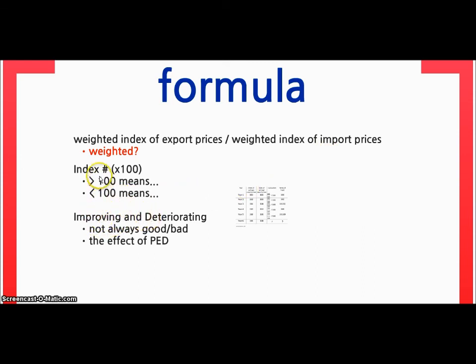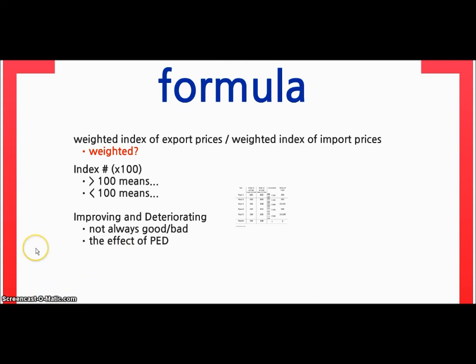The terms we use: when they're greater than 100, we would call that improving terms of trade. And when they're less than 100, we would call that deteriorating terms of trade. But this is one of those things that you've got to be careful of, because really it can be either good or bad. Just because your terms of trade is improving doesn't necessarily mean that it's a good thing for your country.